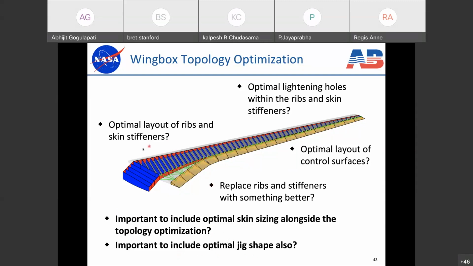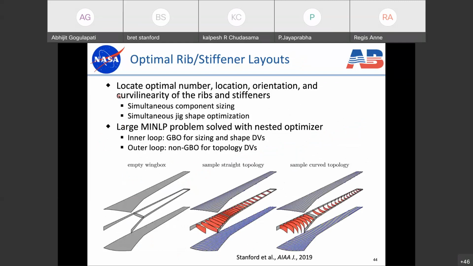So I'll start with this first one. What's the optimal layout of ribs and skin stiffeners? And the way that we do this, specifically the question we're asking is, what is the optimal number and location and orientation, maybe even curvilinearity of ribs and stiffeners in the wing box? So this is a sample topology of straight members.